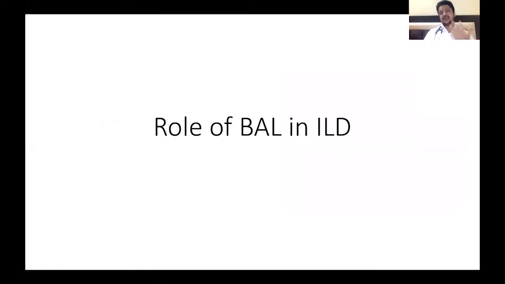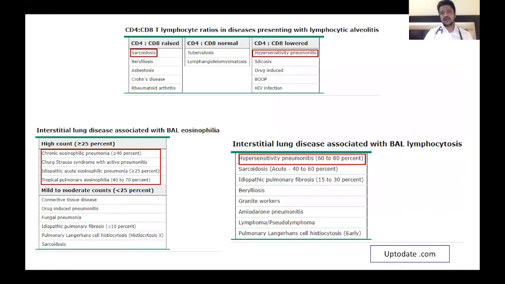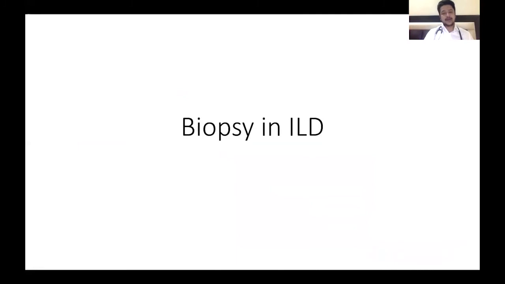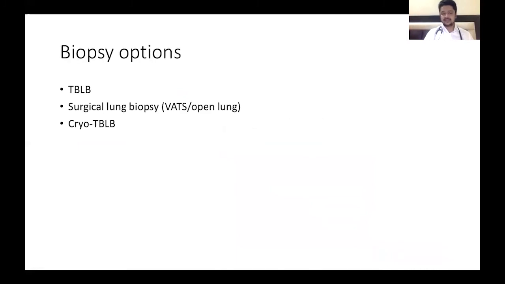Actually, BAL has a very limited role in ILD. Just to mention a few: in hypersensitivity pneumonitis, if you take BAL from the most involved area and it shows more than 60% lymphocytes, then it can clinch the diagnosis of HP. Some other diseases like eosinophilic pneumonias, tropical pulmonary eosinophilia, lymphangitic carcinomatosis, asbestosis, lipoid pneumonia, or DAH can be diagnosed via BAL only, but it has a very limited role. Otherwise, we should do a biopsy in ILD. We have the option of TBLB, surgical lung biopsy, and cryo-TBLB, because in ILD we need lung biopsy.